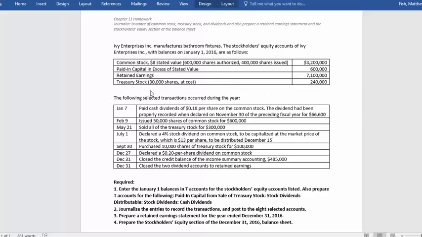So we'll start with this first transaction on January 7th that says we paid the cash dividends of 18 cents a share on the common stock for a dividend that had been properly recorded on November 30th of the preceding year for $66,600. What's not shown here, since this isn't a complete balance sheet, is a liability showing that you owe your common stockholders a cash dividend that you promised to give them in a prior accounting period, which would have been 2015. If you could see the liability section, you'd see an outstanding balance of $66,600 of cash dividends payable.